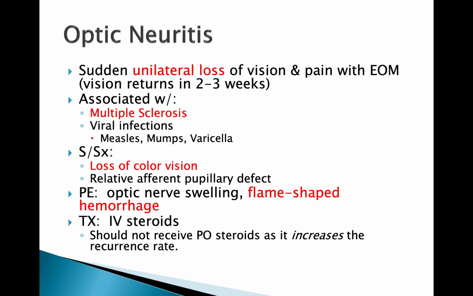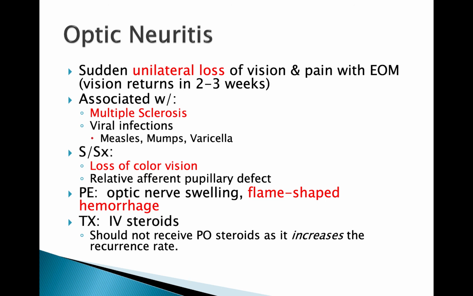And so if you have somebody come in who is diagnosed with optic neuritis and they are not previously diagnosed with multiple sclerosis, you have to work them up for that as well. In signs and symptoms, they're going to have loss of color vision, and they may also have a relative afferent pupillary defect. On physical exam, they're going to have optic nerve swelling, and they're going to have flame-shaped hemorrhages.